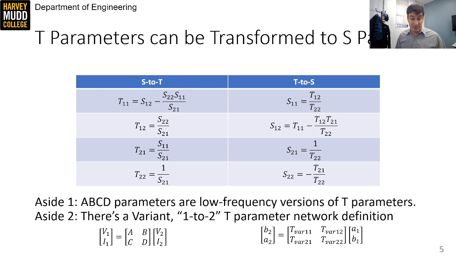And the second is that there's an alternate definition for T parameters. We spent a lot of time noting that our T matrix definition propagated signals from port 2 to port 1, but there's an alternate definition that propagates signals from port 1 to port 2, and I've included it here.